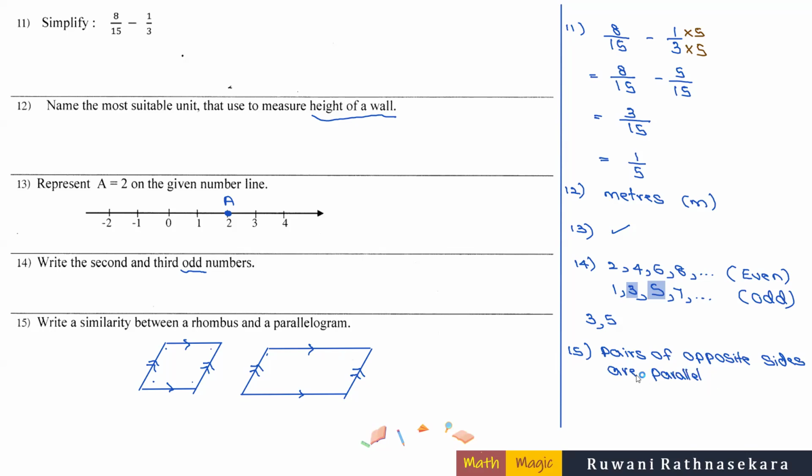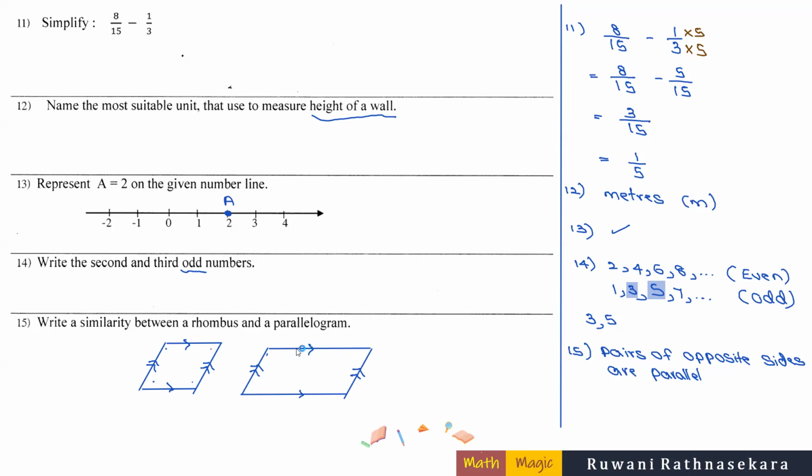And opposite angles are equal. That's also correct. But don't write having 4 sides because it's not something very special. It's a very basic common characteristic they have. What is the difference? All sides are equal in a rhombus, but in a parallelogram, opposite sides are equal.